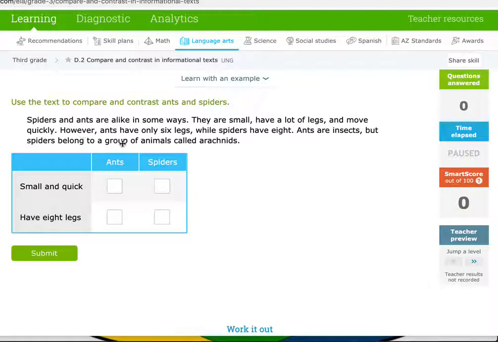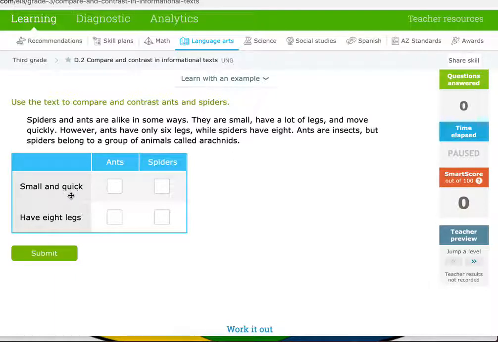However, ants only have 6 legs while spiders have 8. So now after we said however, we're switching to show how they're different. Ants are insects, but spiders belong to a group of animals called arachnids. That is arachnids. I'm sorry about the mispronunciation.